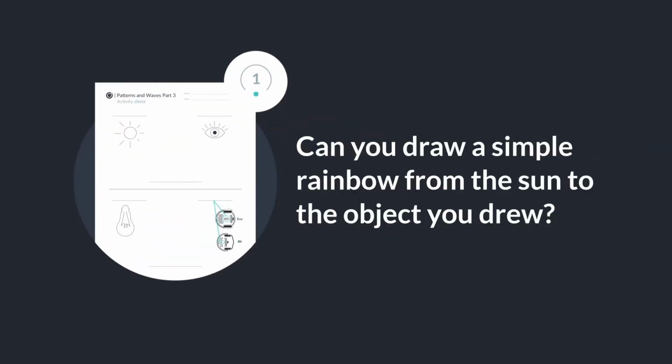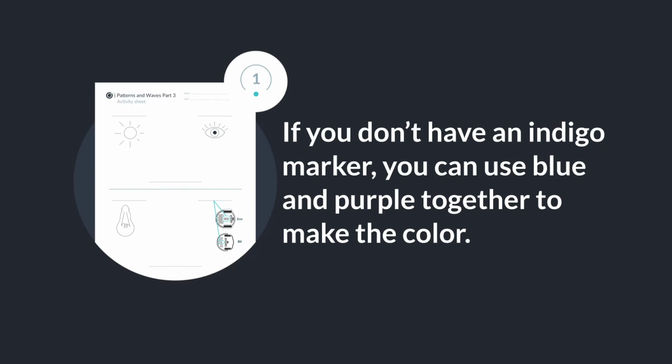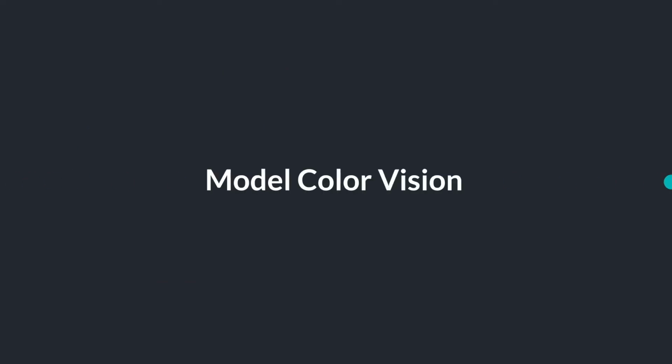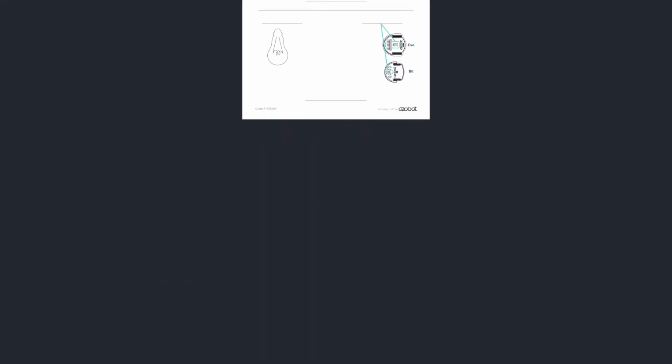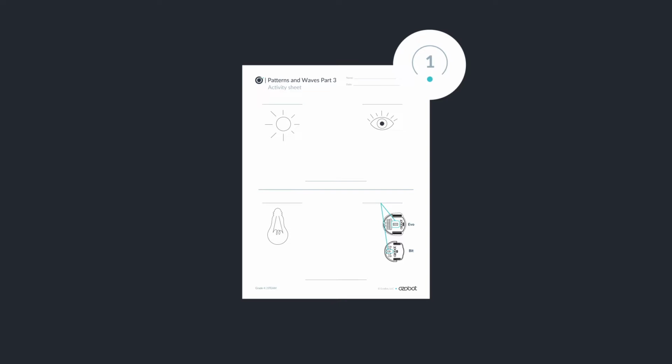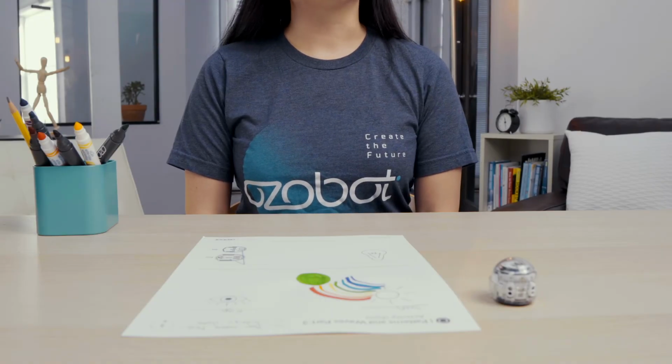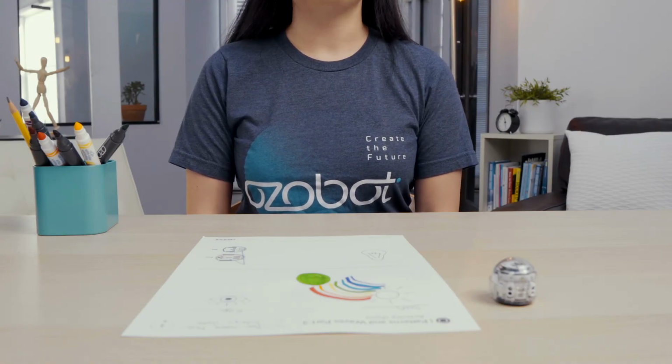Can you draw a simple rainbow from the sun to the object you drew? If you don't have an indigo marker, you can use blue and purple together to make the color. The rainbow you drew represents all the visible light waves coming from the sun and landing on your object.